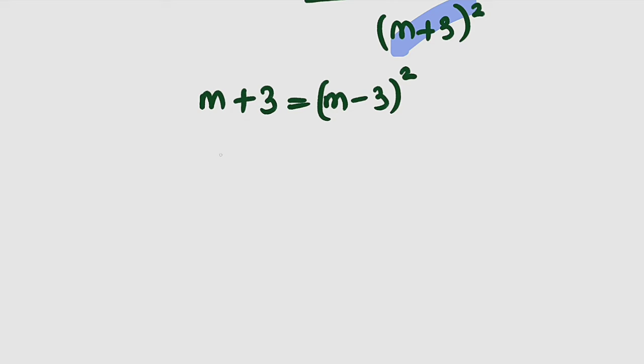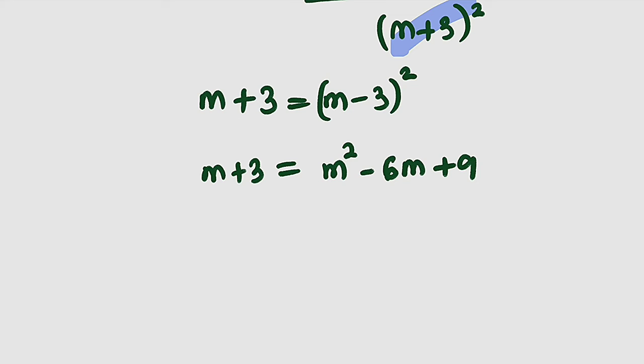So let's expand the right hand side. We have m plus 3 here equal to m squared, that is the first term squared, minus, because of that minus sign, 2 times m times 3, that is 6m, then negative 3 squared is positive 9. Now let us take every single term to the right hand side. We have m squared already there. Negative 6m minus m is negative 7m, minus 7m. Then 9 minus 3, I think it's 6, yes, plus 6. This is equal to 0.